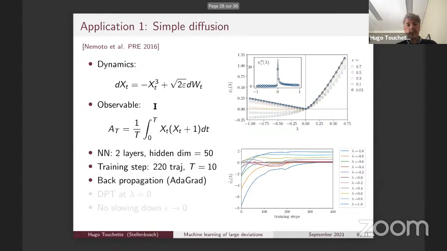So for this, we did the simulation. It's very simple. We're using 2 layers for the neural network, and we have 50 nodes per layer. For the training step, we just simulate 200 trajectories, more or less, for a small time, t equals 10. So here, actually, we can calculate the limiting function, which normally mathematically arises in the long time limit, by taking small time.